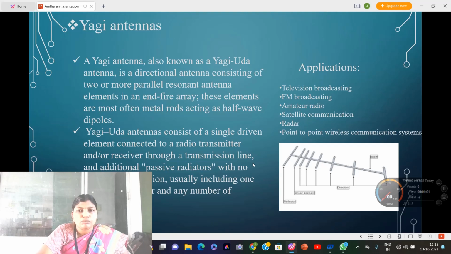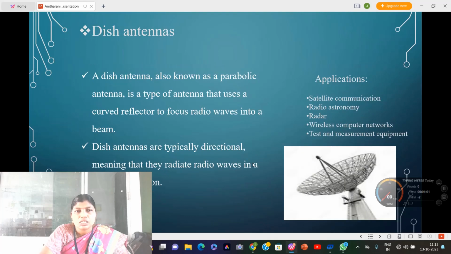Major applications are television broadcasting, FM broadcasting, amateur radio, satellite communication, radar, and point-to-point wireless communication systems.